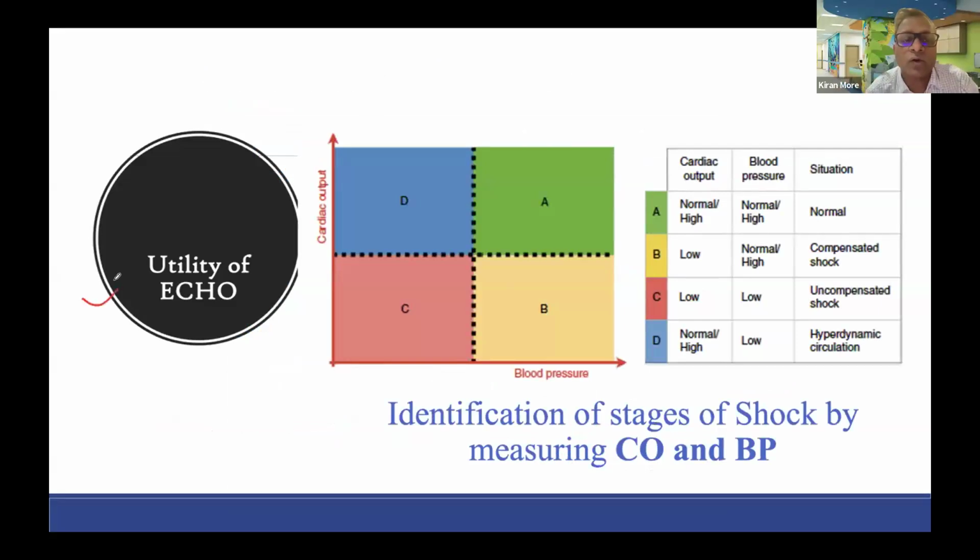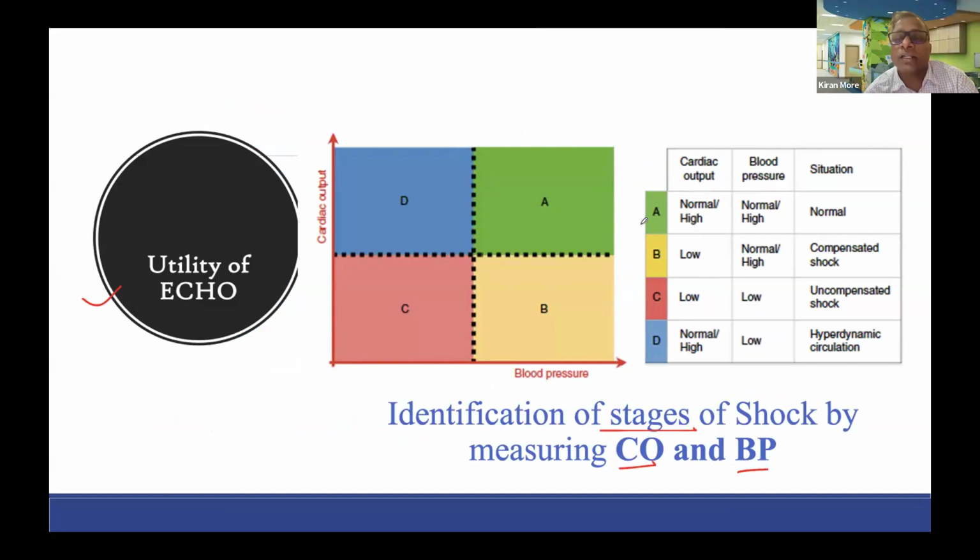looking at the echo and the shock, so your SVR is a calculated value. So now you need to know what you're dealing with. So you can know the stage of the shock by measuring the cardiac output, looking at the contractility, and then looking at the blood pressure. So indirectly, you're looking at the systemic vascular resistance.